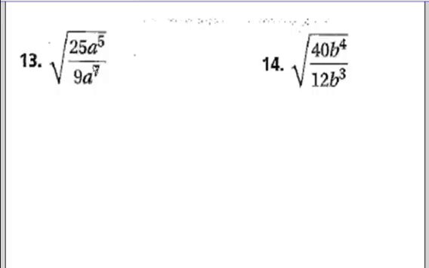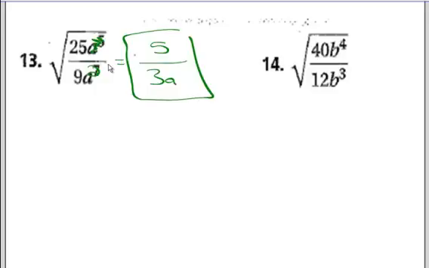25 over 9, that doesn't reduce. A to the 5th over a to the 7th. Well, I'm going to get a to the 2nd in the denominator left over. And the square root of 25 is 5. The square root of 9 is 3. And the square root of a squared is plain a. So everything reduces, all perfect squares. So that works out very nice.